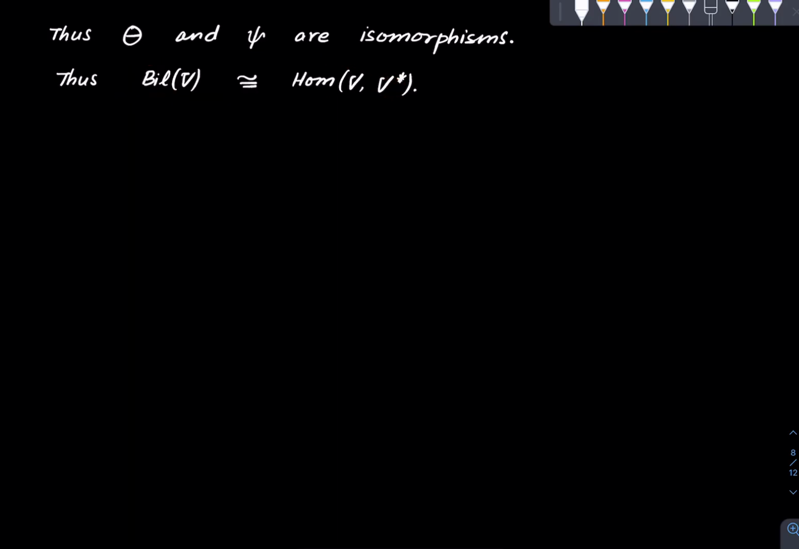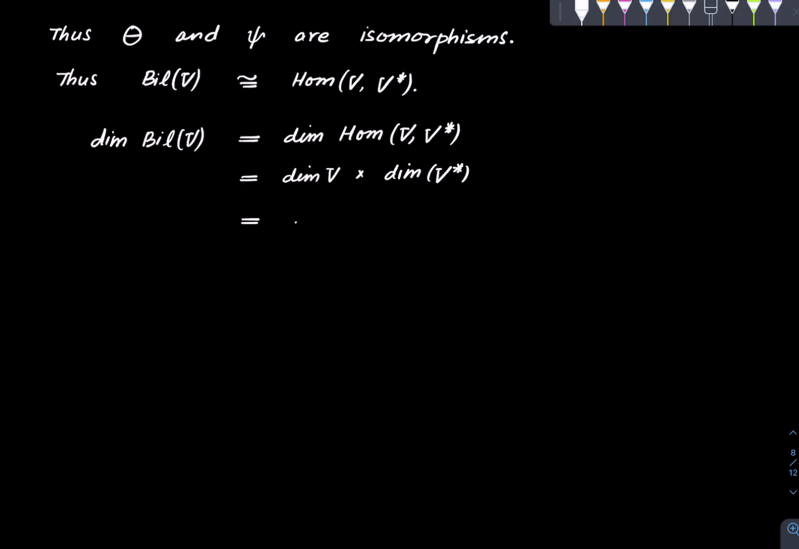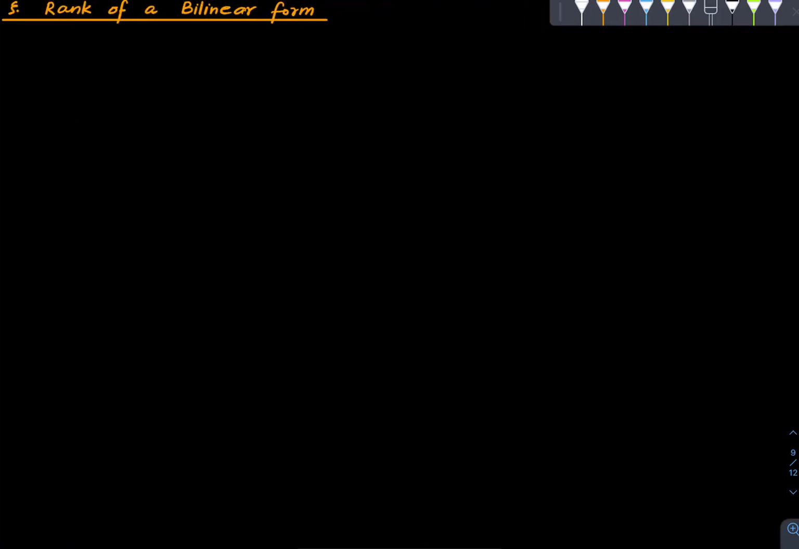So yeah, they are isomorphic, and hence in particular, the dimension of the space of all the bilinear forms is equal to the dimension of this space, which we know is the product of these two dimensions. Which is nothing but the square of the dimension of V. So we have figured out what is the dimension of this vector space. In particular, it is finite dimensional, and its dimension is the square of the dimension of V. Okay, so now we are in a position to discuss rank of a bilinear form.